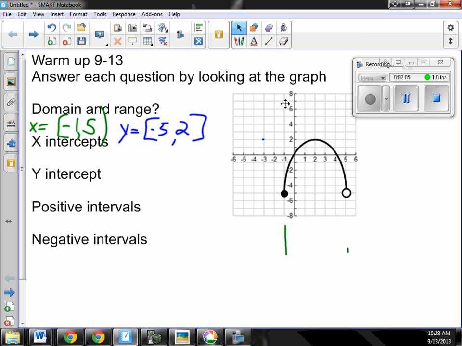Okay. What are the x-intercepts? Where does the graph touch the x-axis? 0 and 4. Good. Where does it touch the y-axis? At 0. Now, what part of the graph is above the x-axis? What part of the graph is positive? What would be this part of the graph?